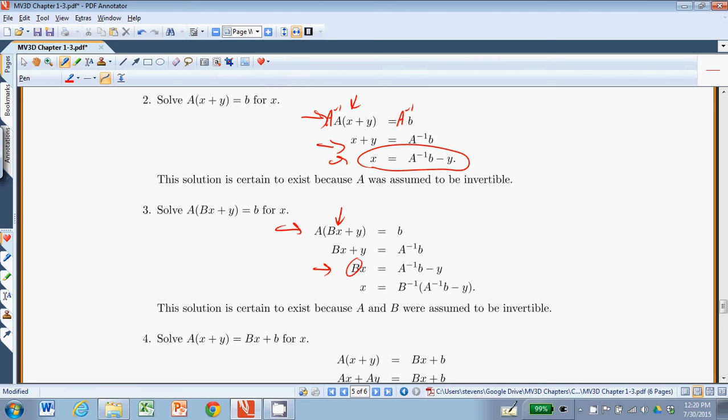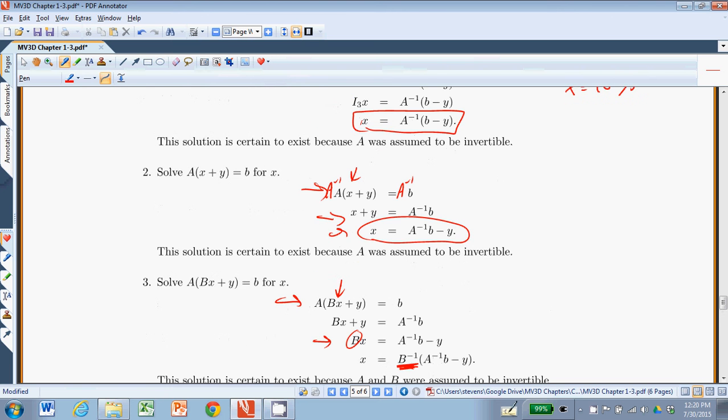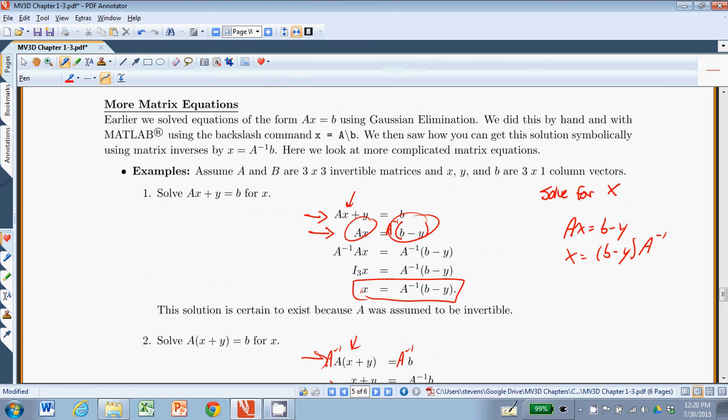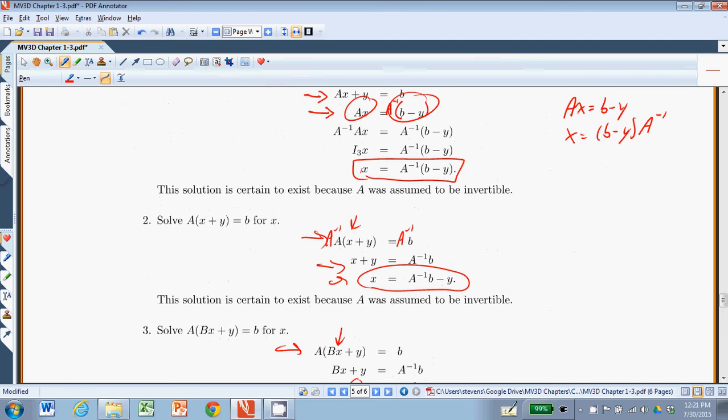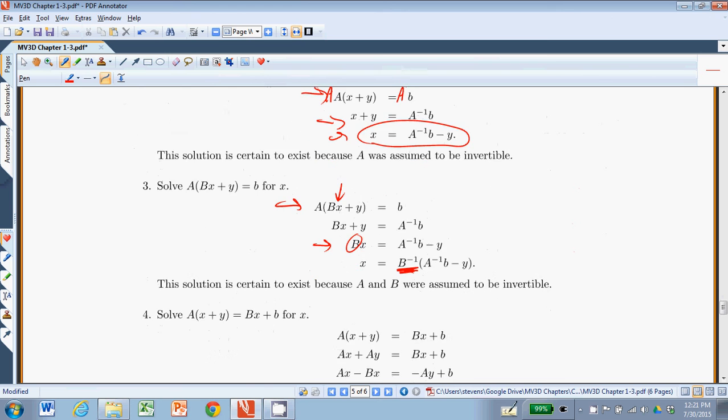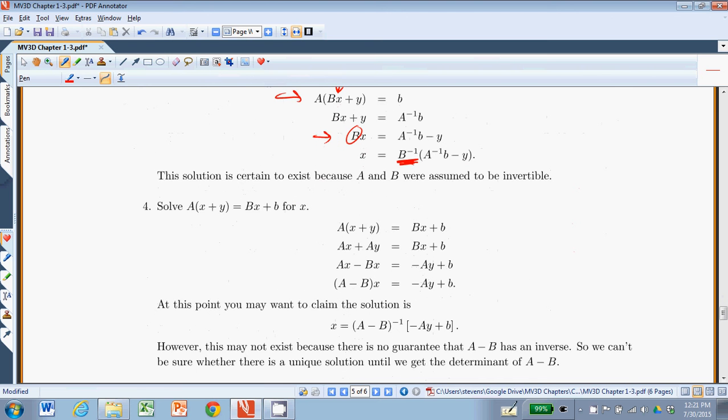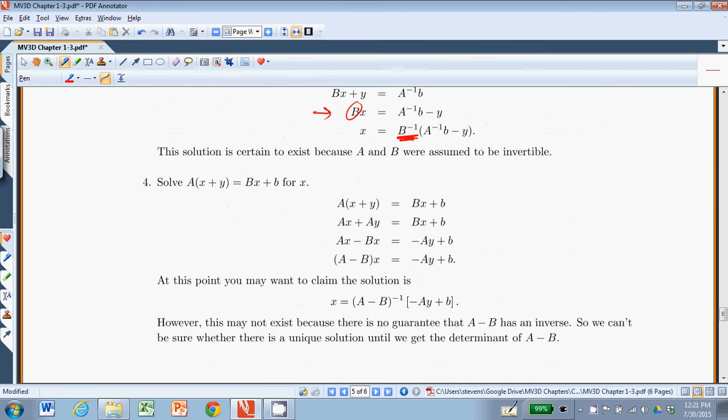But now I have this B, and I need to get rid of that, so I multiply on the left by B inverse. Right? By the way, I've been writing a lot of A inverses and B inverses, and there's a reason for that. It's because we are assuming that A and B are invertible matrices. If we didn't know that, just writing A inverse, there might not be an inverse, but we know that these inverses do exist.